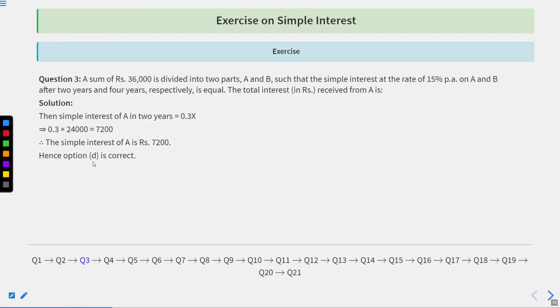So then the simple interest of A in 2 years will be equal to 0.3x. Then the x was found to be 24,000. So when you multiply this, you will have 7,200. So the simple interest of A is rupees 7,200. Hence, option correct here is option D.